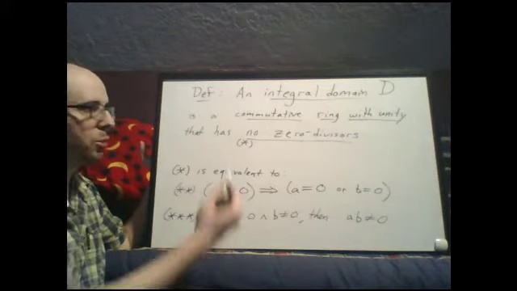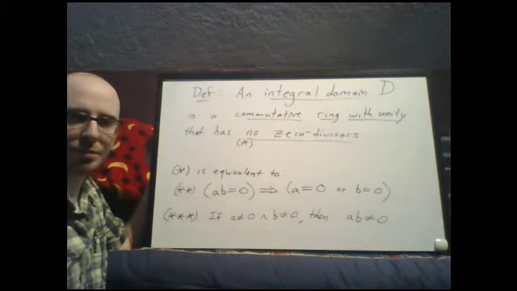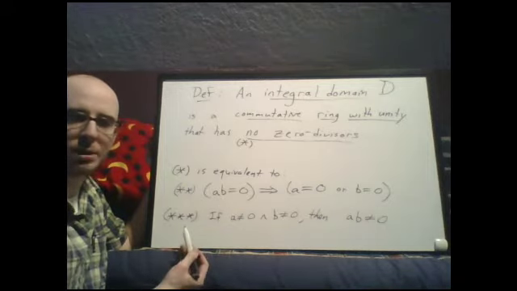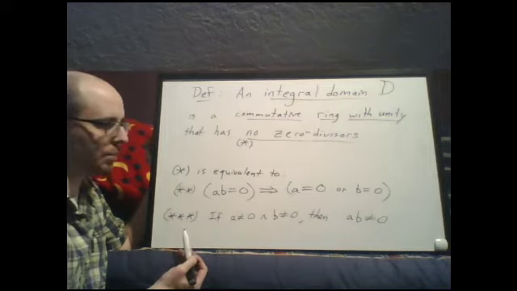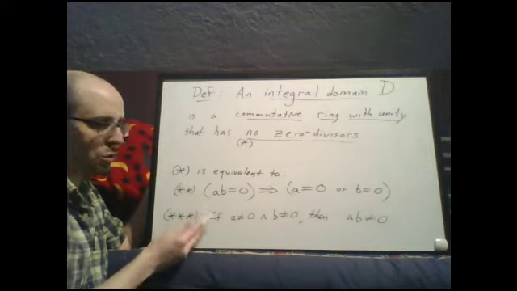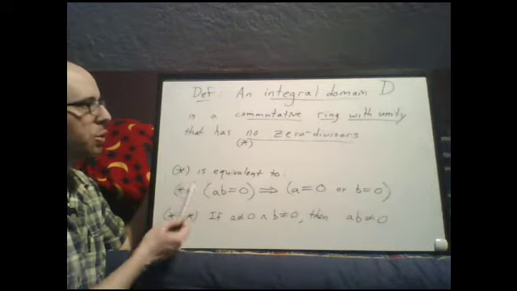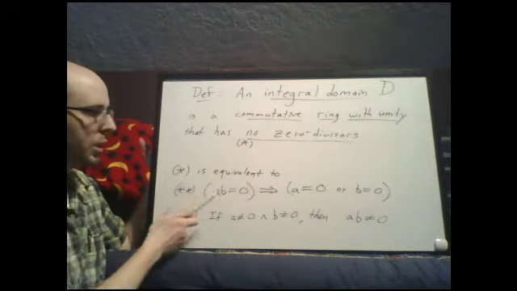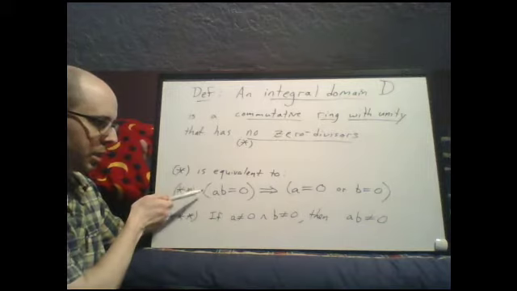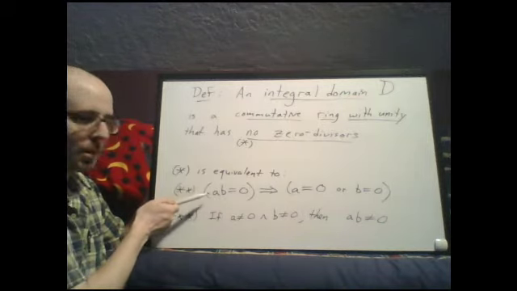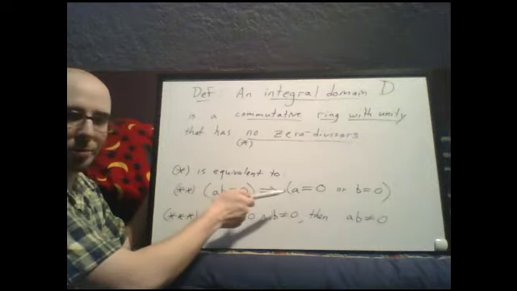Okay, so no zero divisors is a nice short conceptual way of saying it in English, but logically, when we're trying to use these properties in a proof or in a problem, these are the two ways that we'd say it. An integral domain is a commutative ring with unity that satisfies any of these equivalent properties. So AB equals 0 implies A equals 0 or B equals 0.